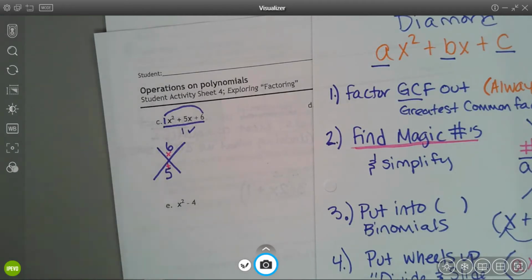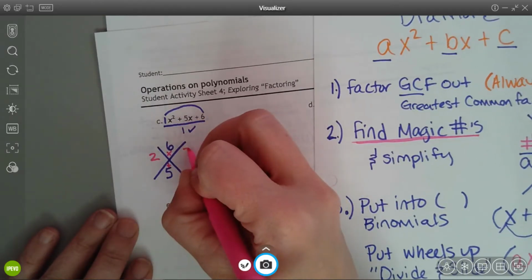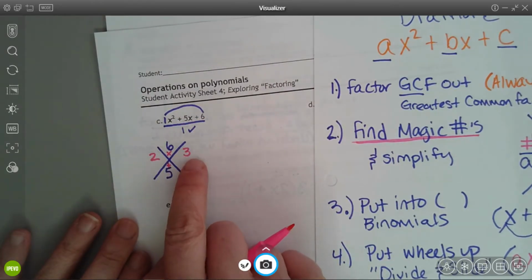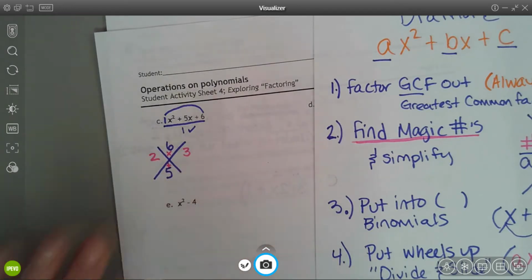Okay, and those magic numbers, my magic numbers, 2 and 3. Let's check it. 2 times 3 equals 6. 2 plus 3 equals 5. We're good to go. Okay.